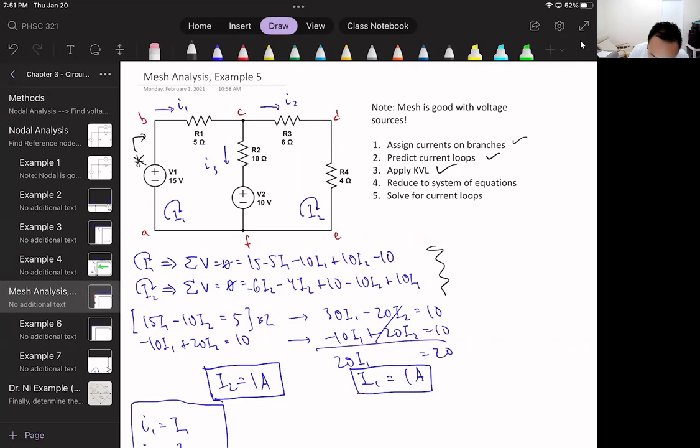Same with here. Same with the I2. I think here what I did was I started up here and then I went down this way. Yes, because it's negative 6 I2 like so. All right, so that's what I did there.